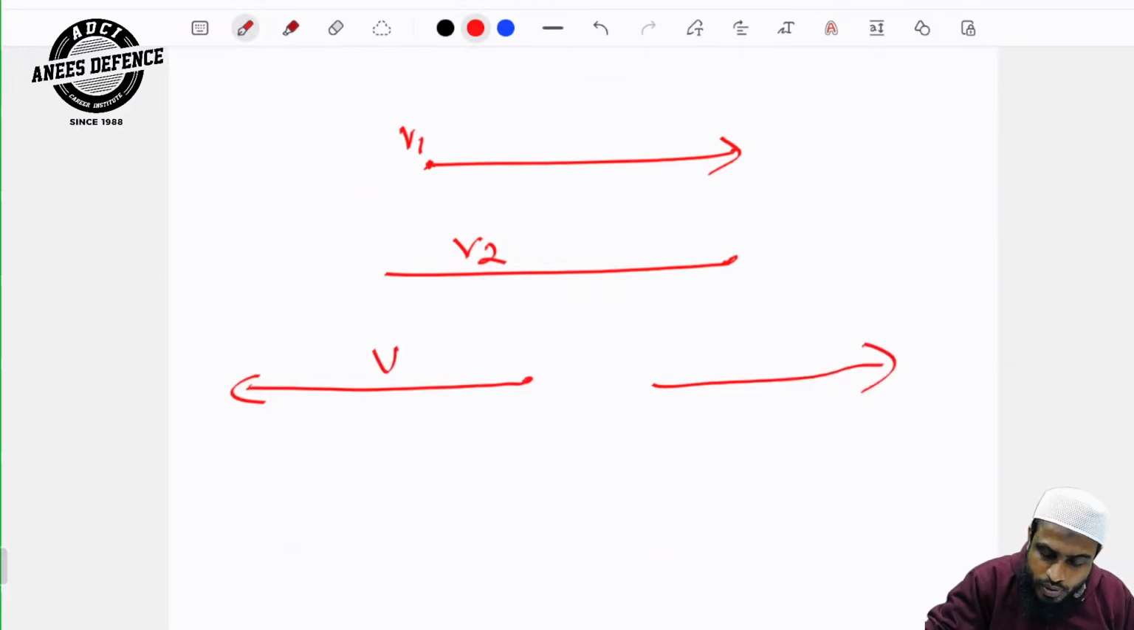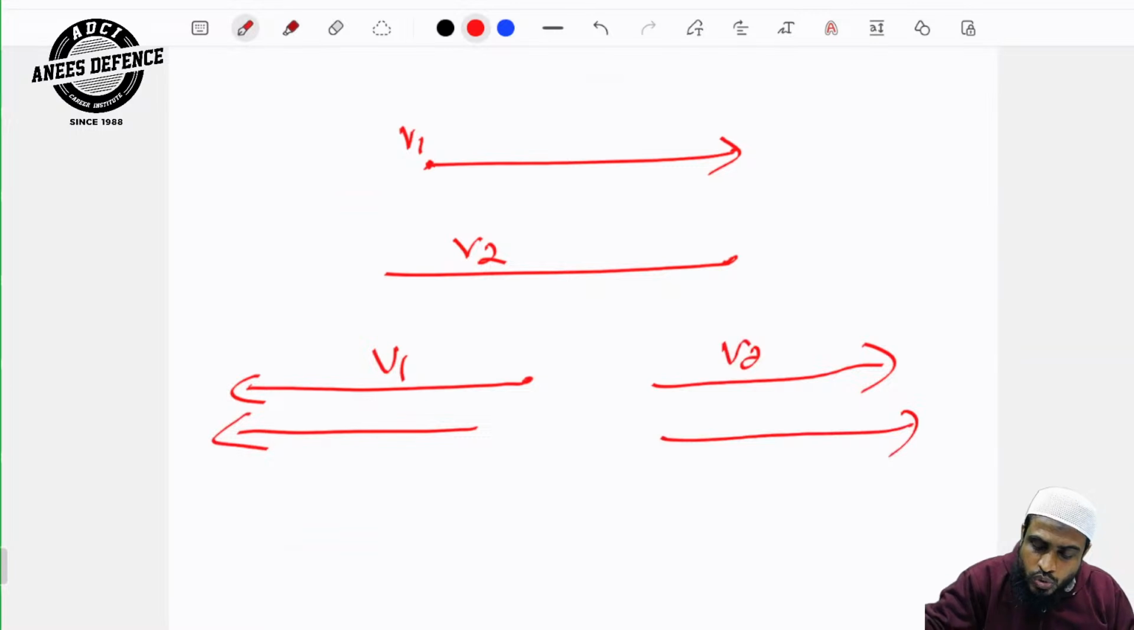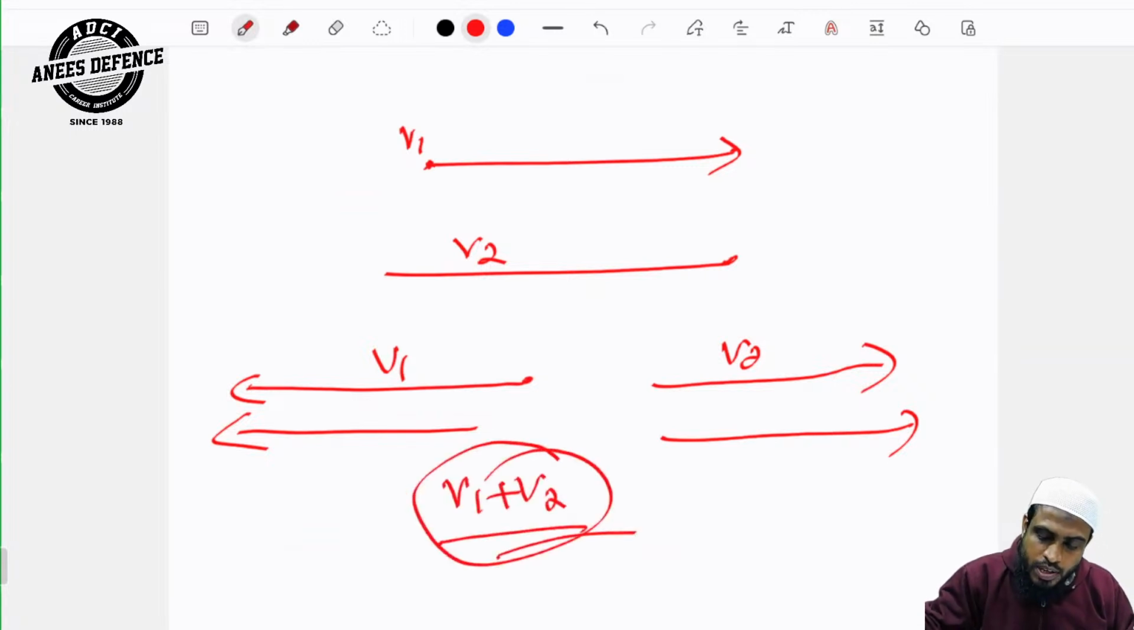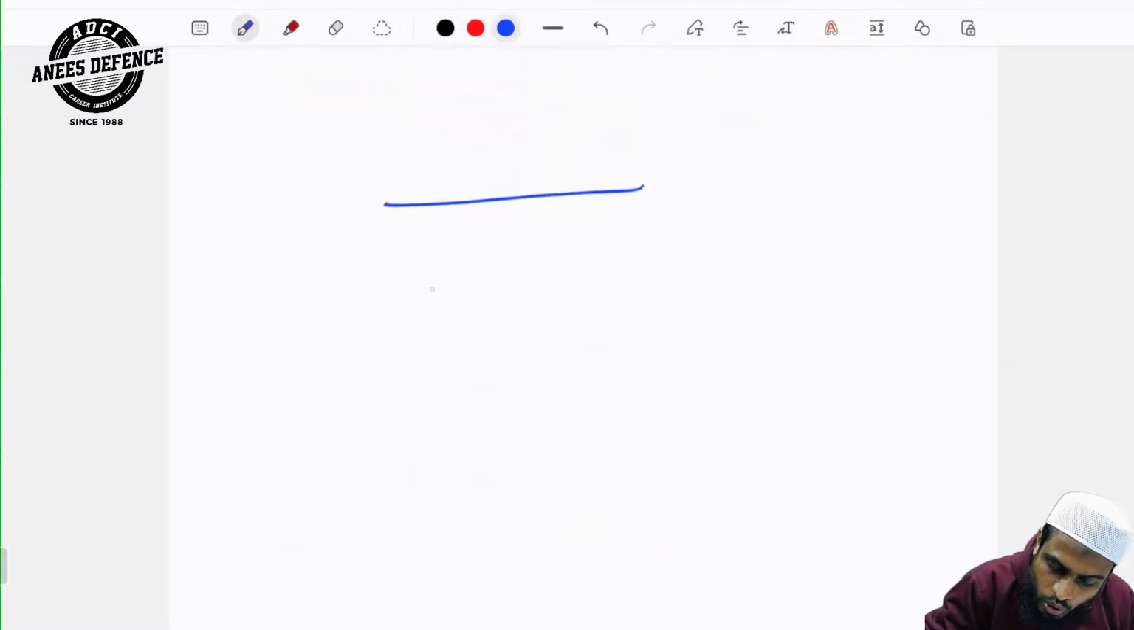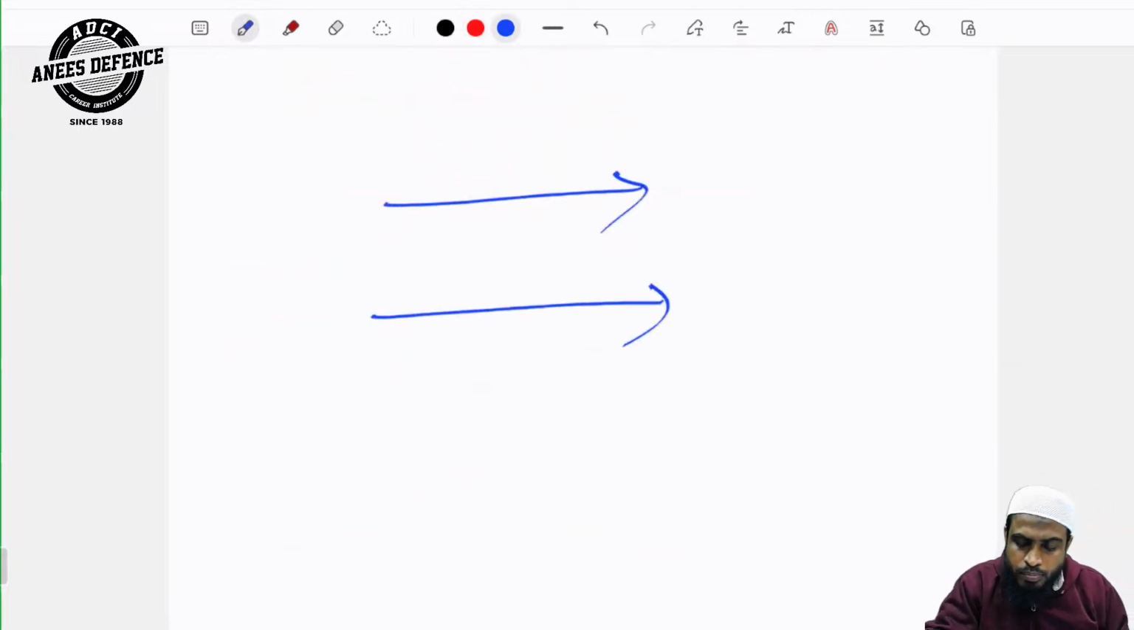Here one body is moving with a velocity V1, and the other body is moving with a velocity V2. So they are moving away from each other very fast, which means the velocity we have to consider is V1 plus V2. If the bodies are moving in the same direction, both are on the same path.